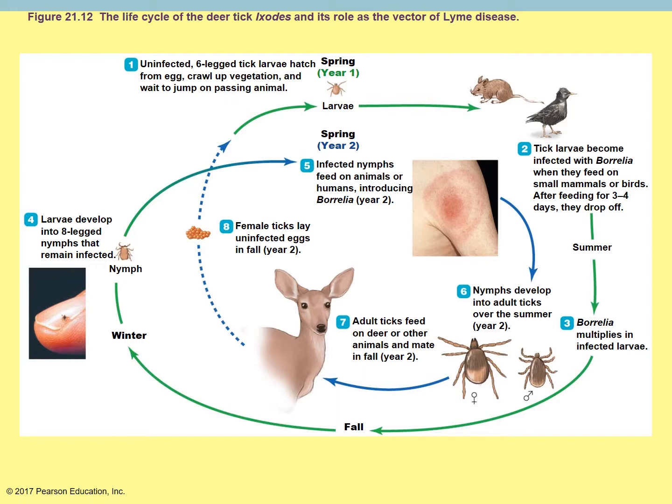It's a couple year cycle. You have this passage of the nymphs feeding on animals or humans, and then they develop into the adult ticks in the second year. They feed on deer. The female ticks lay eggs, and then the cycle starts over. You'll notice on the inside of the arm that you have that bullseye scarring or rash forming. That is a classic thing with Lyme disease, is to see that bullseye type of rash.